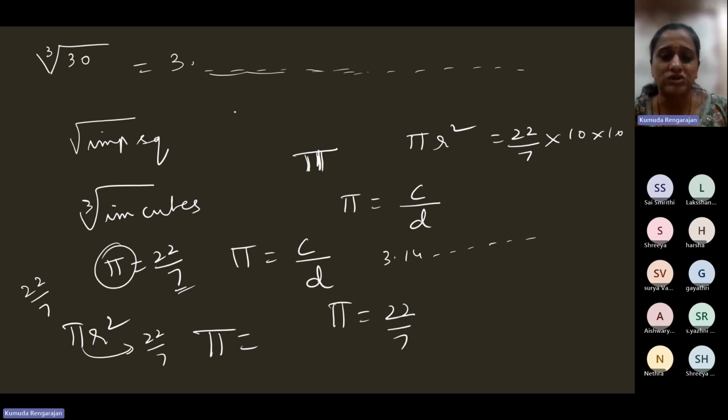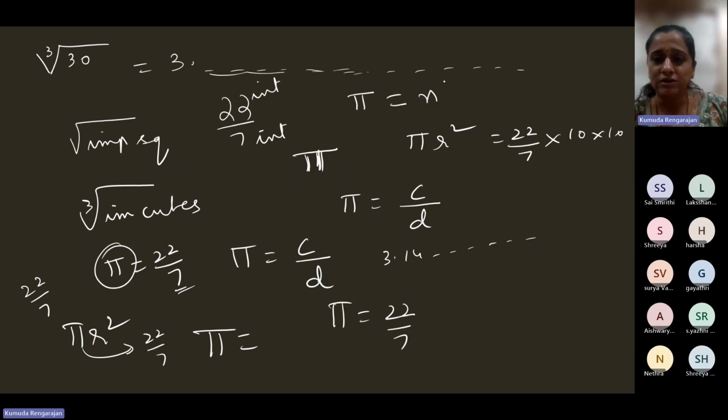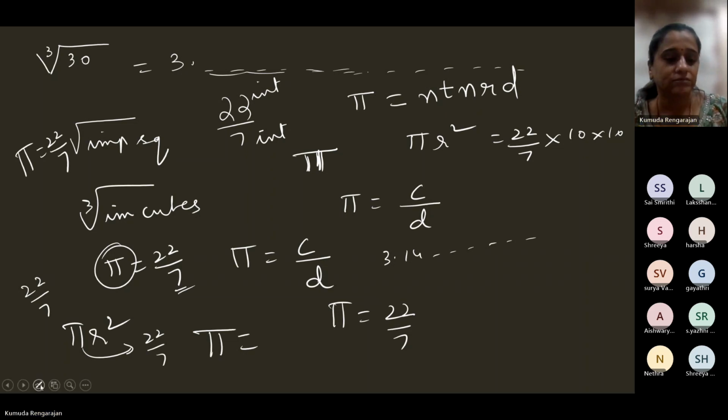So when you're asked this question, is 22/7 rational? Without any doubt, say yes, because it's integer by integer. So it is rational. But the value of pi is a non-terminating, non-repeating decimal, which makes pi an irrational number. So pi is not exactly equal to 22/7. Okay.